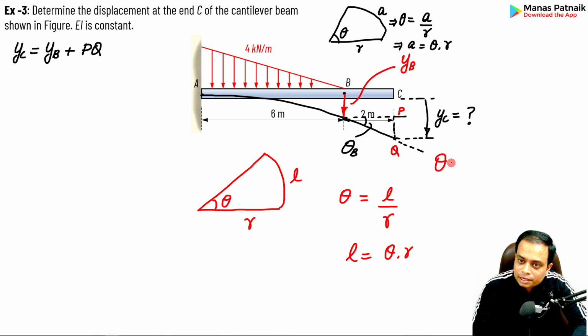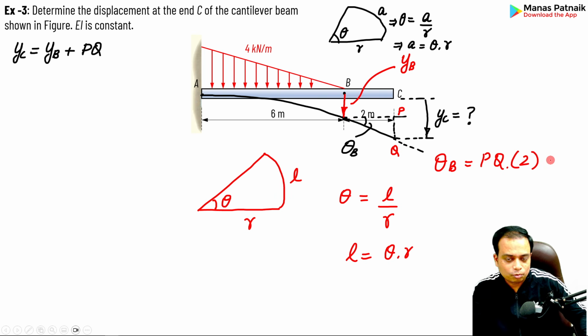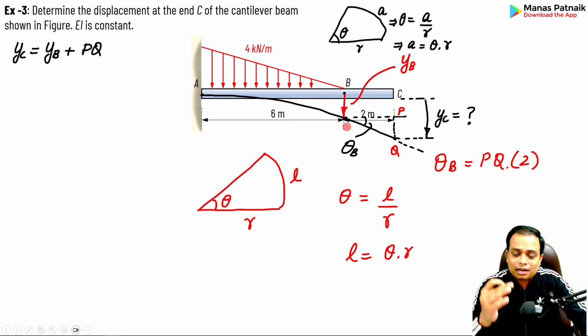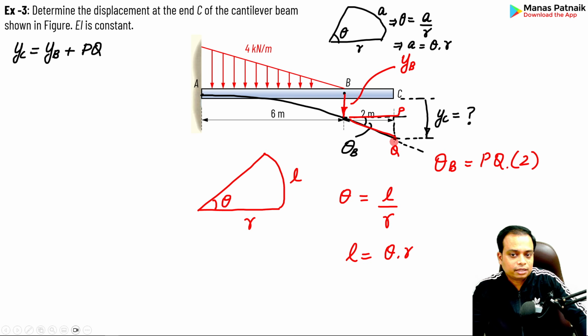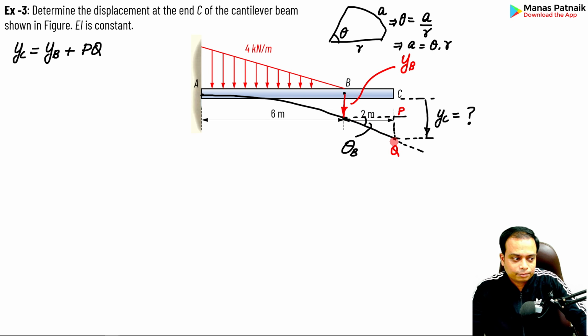If you notice, theta B can be written as arc length, that is PQ, over the radius. The radius can be taken as 2 meters. This is one way of perceiving it. You can only do this if the angle subtended is small, so we are assuming that these two lengths are very, very close to each other. Then you can apply this logic. Makes sense. Secondly, you can apply a bit of trigonometry.